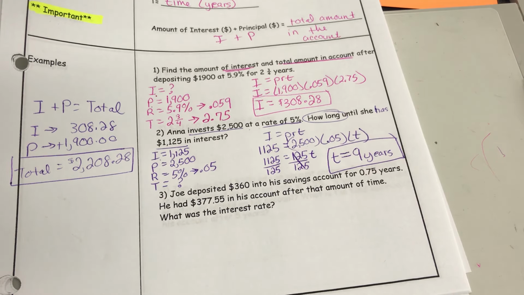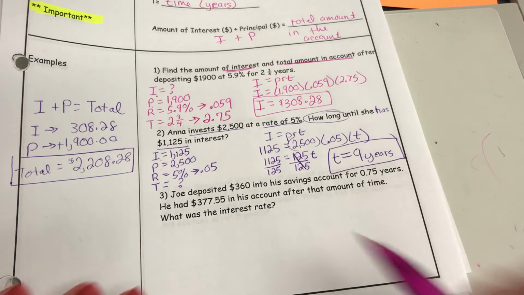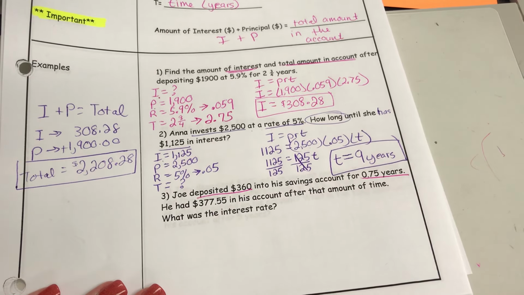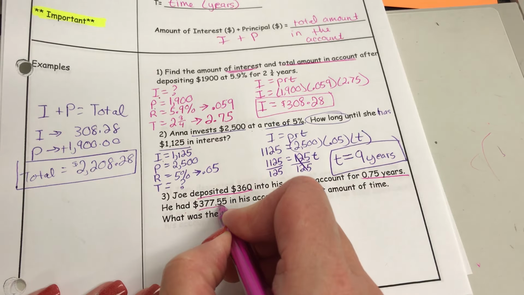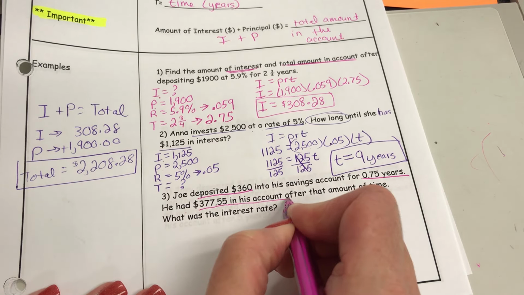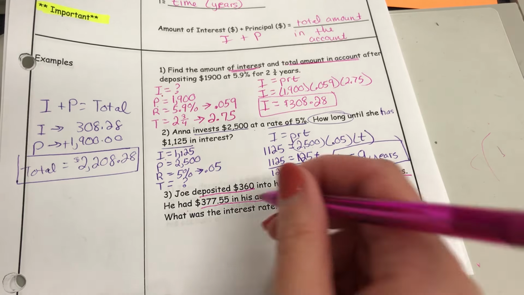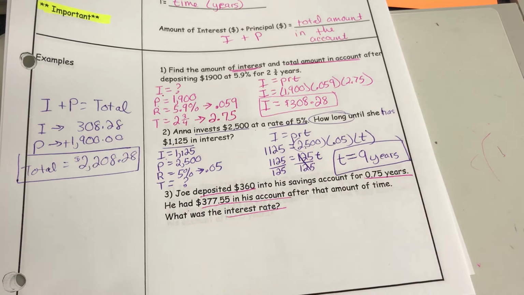Joe deposited $360 into his savings account. Well, that's important. He deposited it for 0.75 years. He had $377.55 in his account after that amount of time. What is the interest rate?